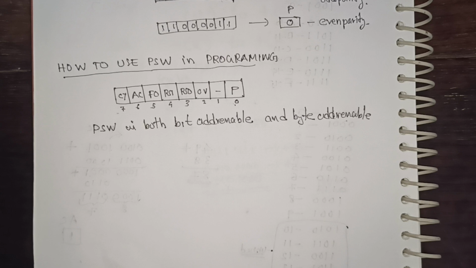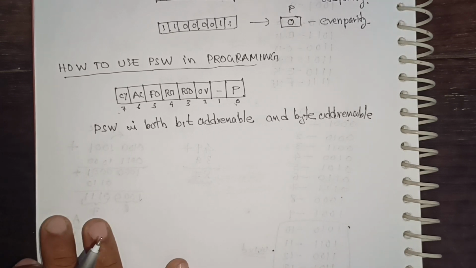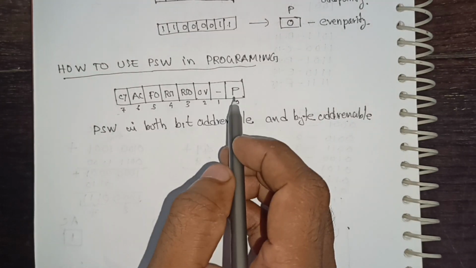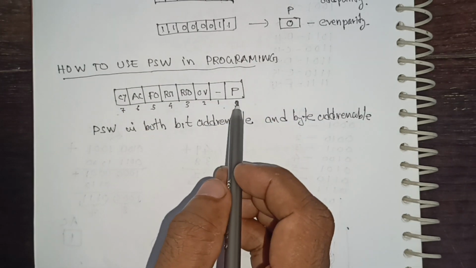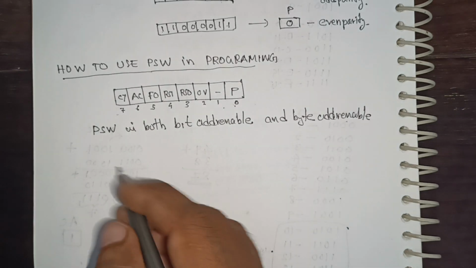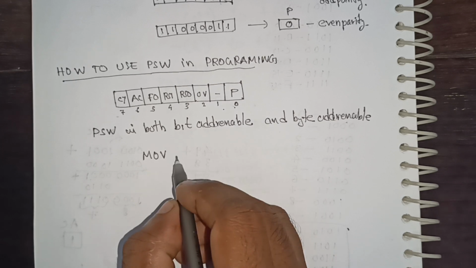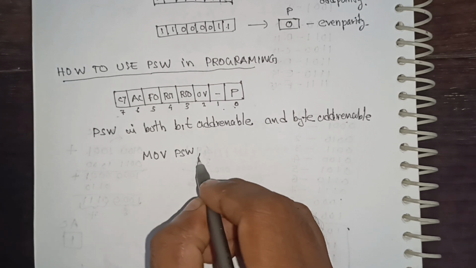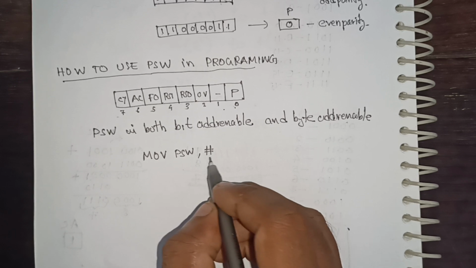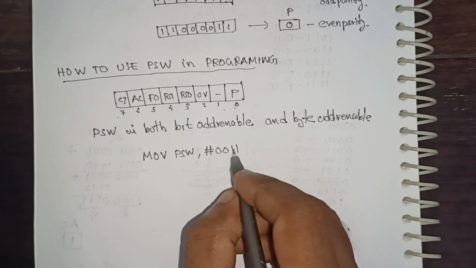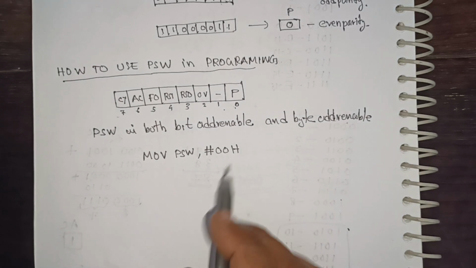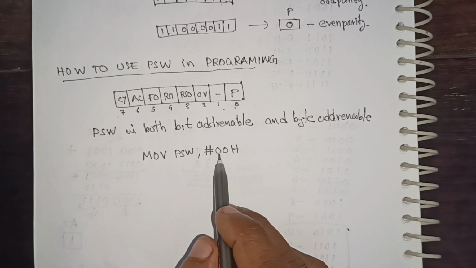So we can use either the move instruction or a boolean instruction like the set bit instruction or clear instruction to set or clear a specified bit in PSW. By the move instruction, if in our program we want PSW to be filled with certain values, then we can move that value into the PSW. For example, if we move PSW comma, in immediate addressing mode, hash shows it is immediate addressing mode, 00H, after this instruction is executed, our PSW is loaded with 8 zeros.